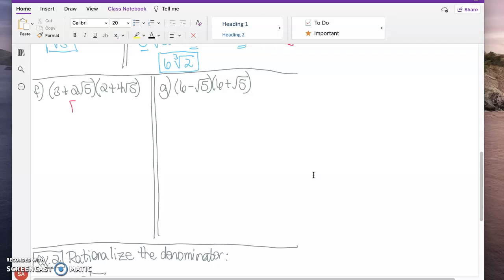So we're going to go first times first. That's easy. And then outer, we're going to multiply 3 times 4 rad 5. So we can multiply the 3 times the 4, and then the rad 5 is just hanging on for the ride. Okay? Same thing with the inner.